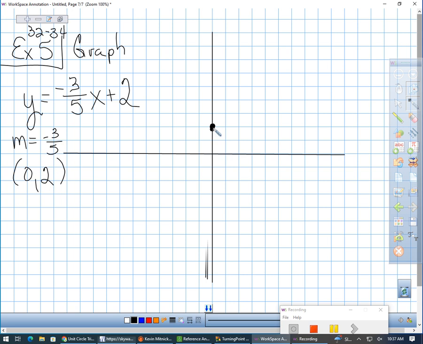Then, from that y-intercept, we're going to do our slope. So what does our slope tell us to do first? Nope. Rise over run. Down 3. There we go. So we're going to go down 1, 2, 3, and we always run to the right. 1, 2, 3, 4, 5. Connect my dots.